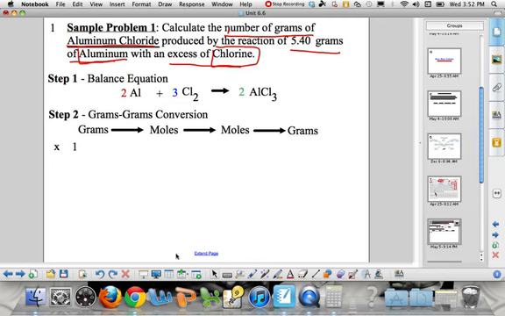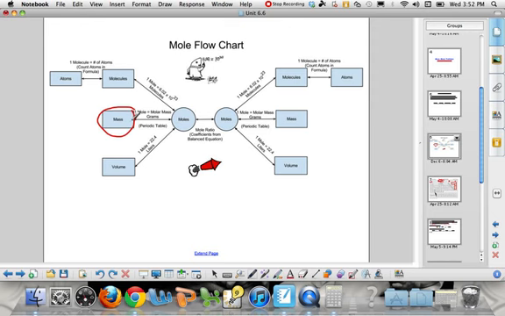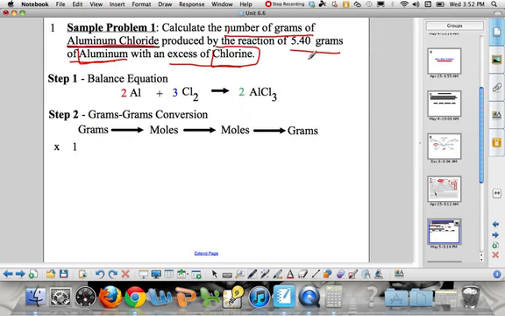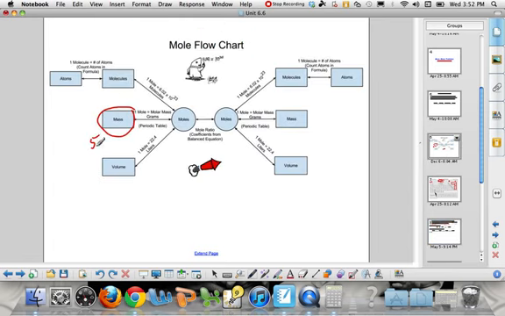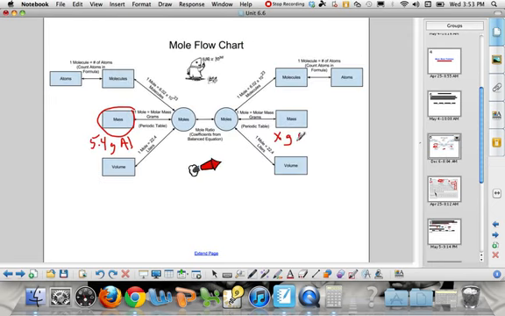Now, our next step is the grams to grams conversion. Again, if we're looking at our flow chart, I am starting out right here in mass. So I'm starting out with grams of a substance. I'm starting out with 5.4 grams of aluminum. They're asking me to solve for grams of aluminum chloride. They want to know how many grams of aluminum chloride I can make. So this is my end point over here.